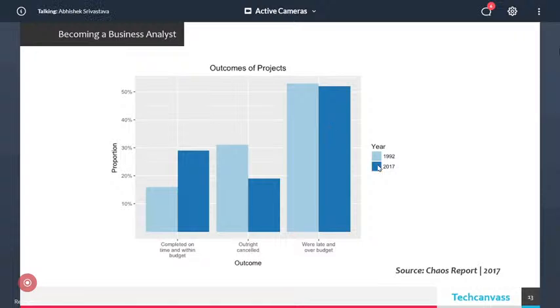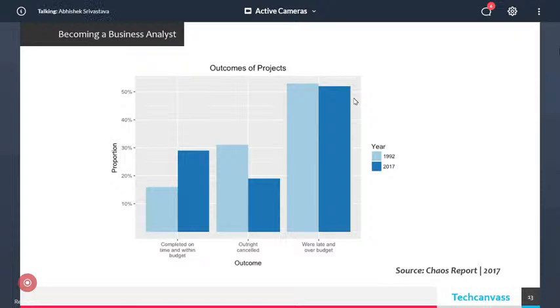So only 29% projects succeeded, which is not a very good number. Even less than one third projects succeeded. How many projects were outright cancelled? In 1992, the percentage was 31, which has still come down. Now it is around 19%, 2017. And how many projects were late and over budget? Almost the same, more than half.